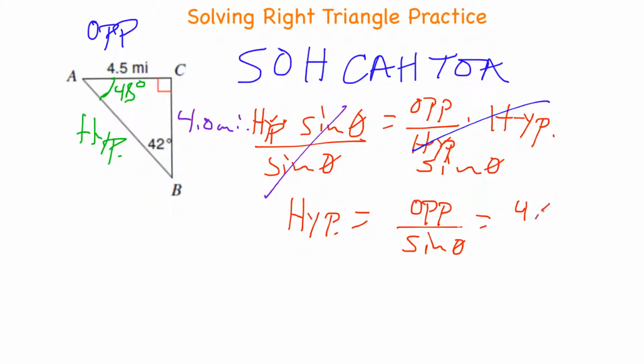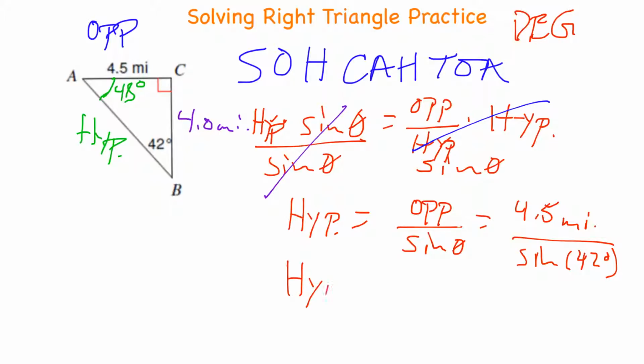The opposite side was 4.5 miles, and we've got the sine of 42 degrees. Also, again, make sure that your calculator is in degree mode anytime that you're using trigonometry. Alright, let's plug that into the calculator, and we get that the hypotenuse is equal to 6.725144474 miles.